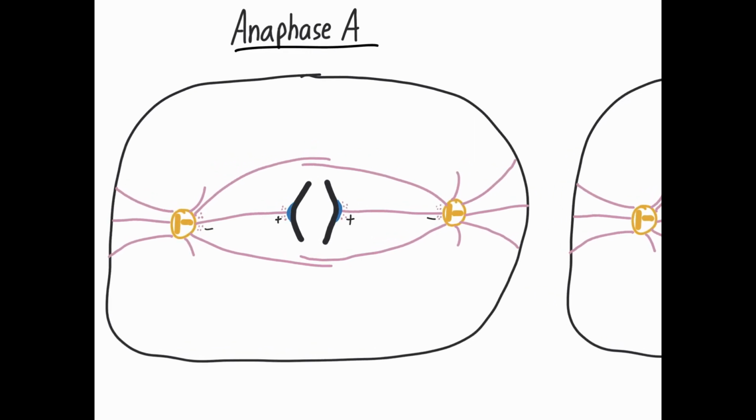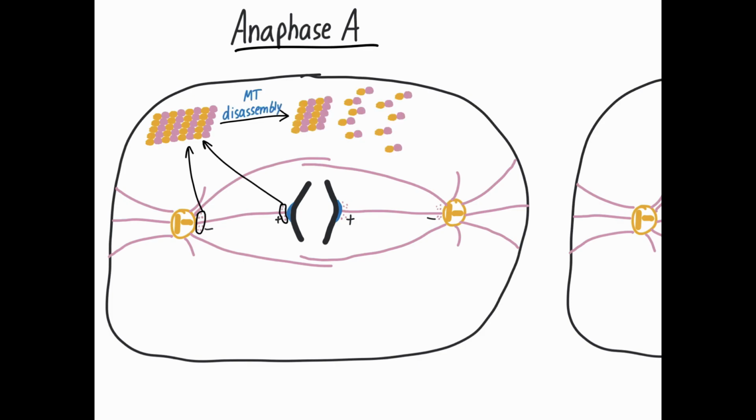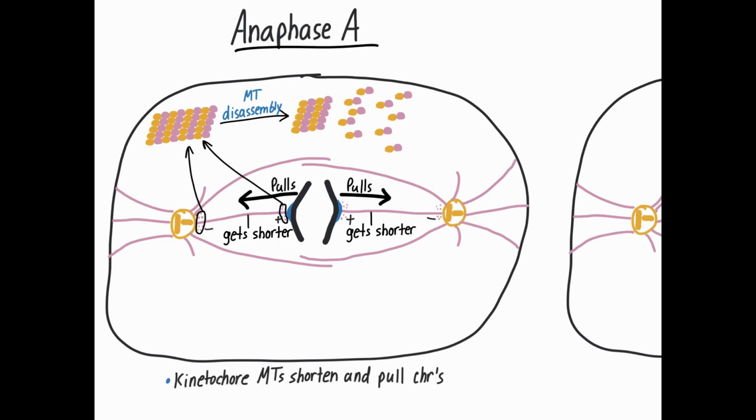During anaphase A, the tubulin subunits are removed from the kinetochore microtubules, making the kinetochore microtubules shorter, separating the sister chromatids from each other, and pulling these chromosomes toward the centrosomes. This is accomplished by either disassembling the microtubule at the plus end or the minus end, or in some species and cell types, at both ends.